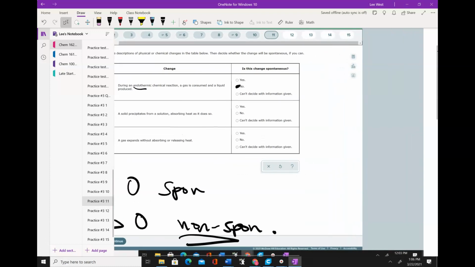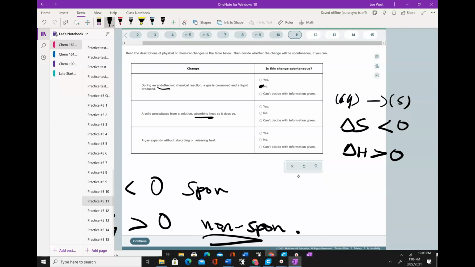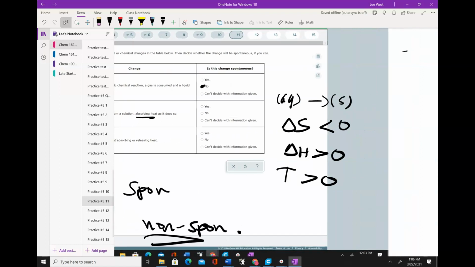A solid precipitates from a solution, absorbing heat as it does so. So we're going to go from an aqueous solution to a solid. So hopefully you see that that is delta S negative. And then it says absorbing heat, which means it's an endothermic process, which is delta H positive. And remember, T is always greater than 0. So how does that affect our delta G?